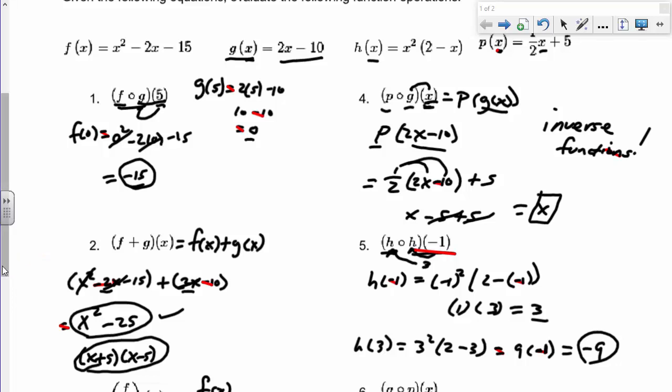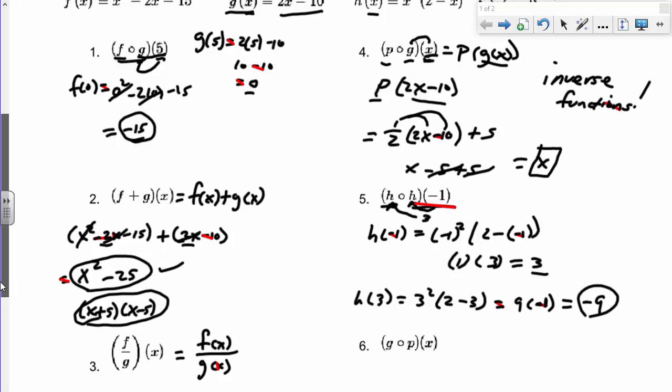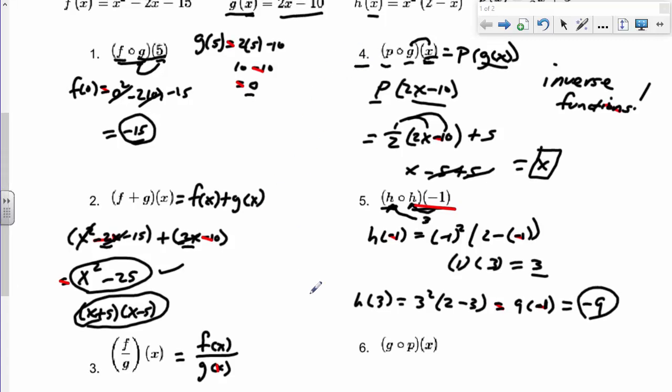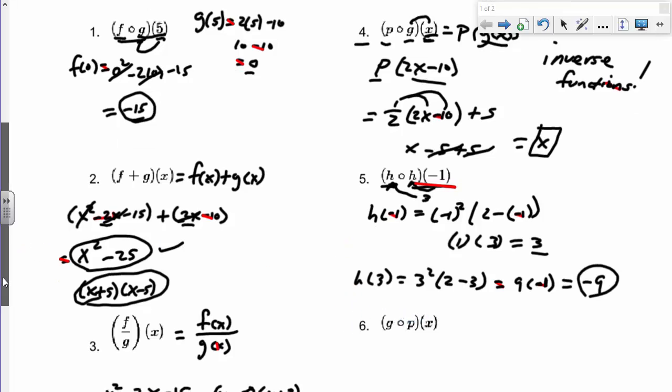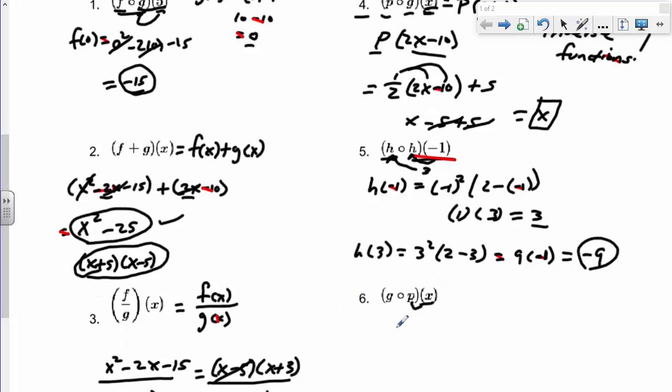Let's go on to number 6. And this, what you should notice, is actually very similar to number 4. Instead of p and g, in this composite order, we've actually reversed them. So now we're going to plug x into p first, and then we're going to take that output and plug it into g. If you recall, the equation p is 1/2 x plus 5. So we're going to take that now and plug it into g. So it's g of 1/2 x plus 5.